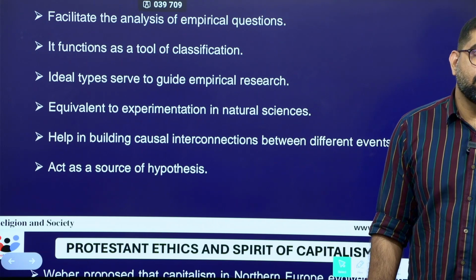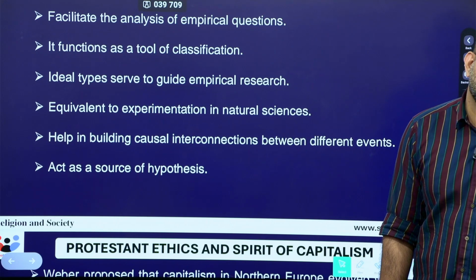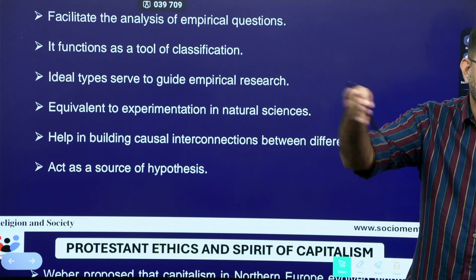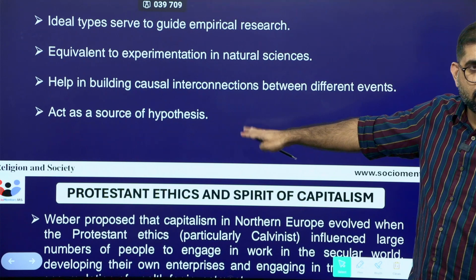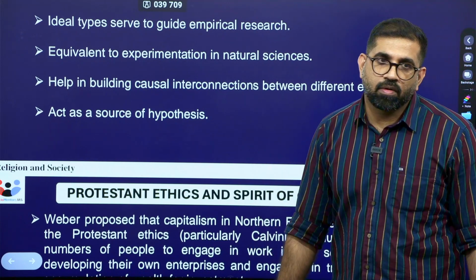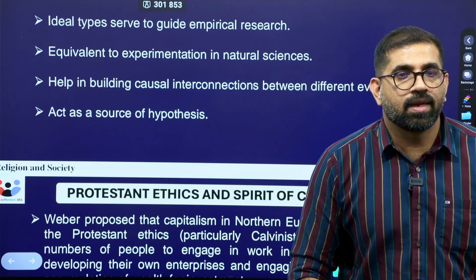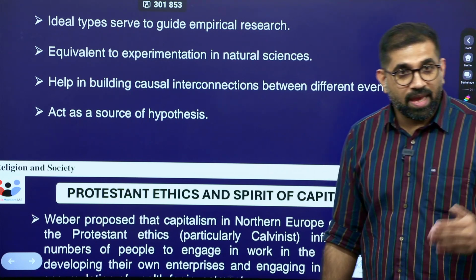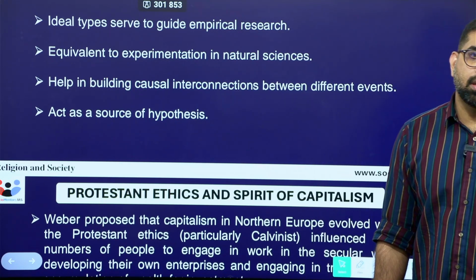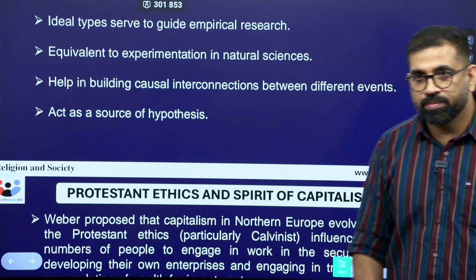Which variable is most important when it comes to another social aspect or reality. Then causal interconnections that we have already covered, it helps in bringing that kind of causal interconnection. Comparing two different ideal types, we can get some interconnections which can be used to explain the causes of a particular reality. Clear? All set?